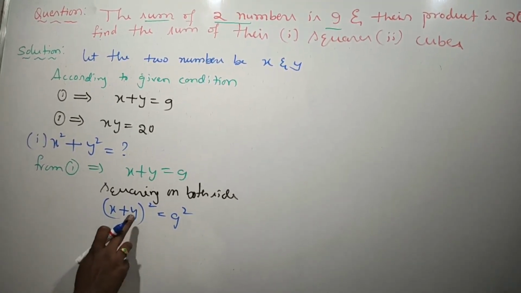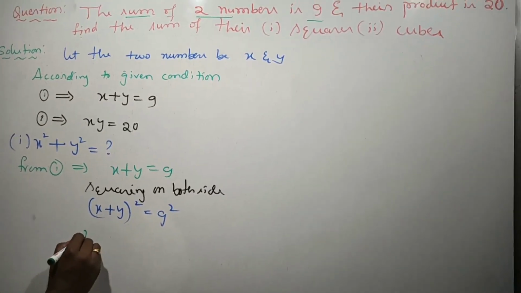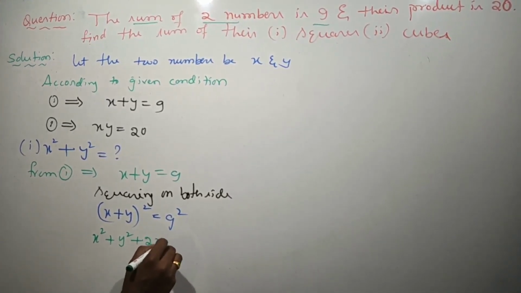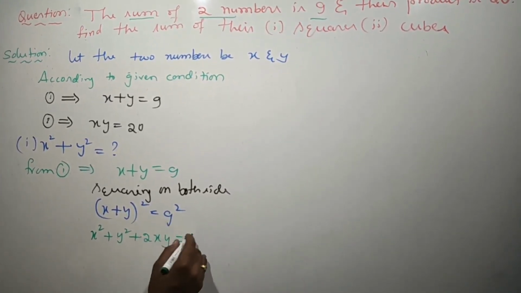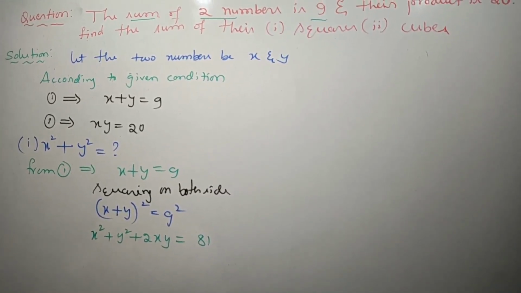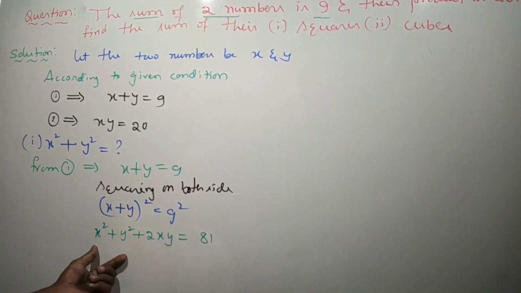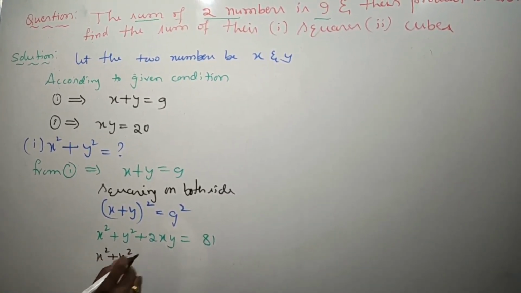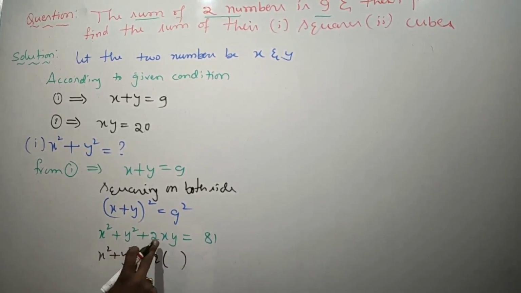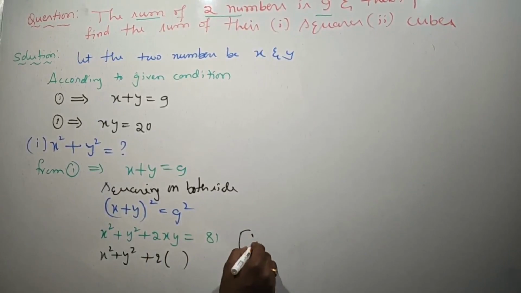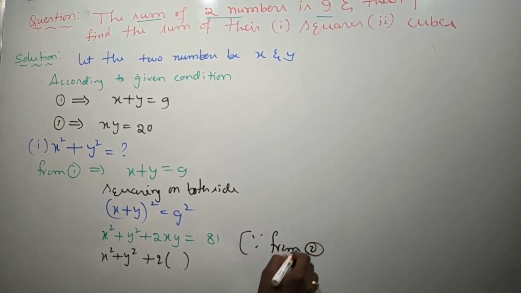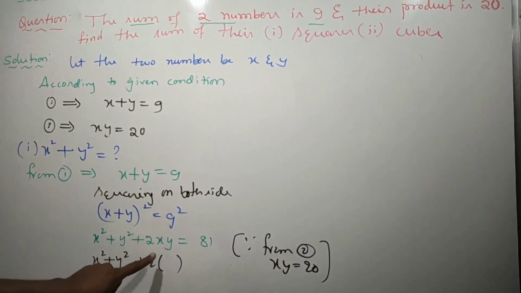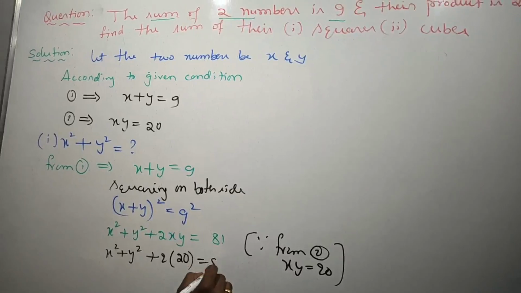Next step, this one is in the form of a plus b whole square. What happens? a square means x square, plus b square means y square, plus 2ab, where a value is x and b value is y, is equal to 9 square, which is 81. Next step, I want only x square plus y square. This term I don't want. What to do? Very easy. x square plus y square I will write here, plus 2 into xy. The xy value we know from case number 1: xy is equal to 20, the product is 20. I will substitute here 20 is equal to 81.